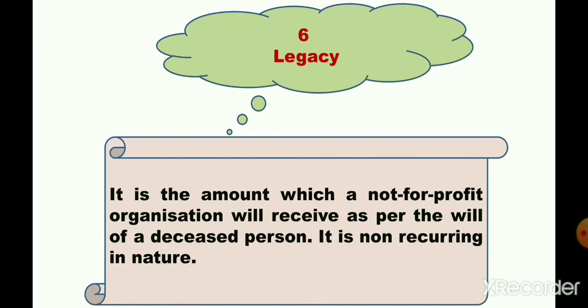Next term is legacy. Legacy is the amount received as donation by an NPO under the will of a deceased person. The donor may or may not specify conditions for its use. In case no condition is specified, it is accounted as general donation, meaning general income. And if a condition is specified, it is accounted as specific donation. It is accounted for in the books of account as follows.